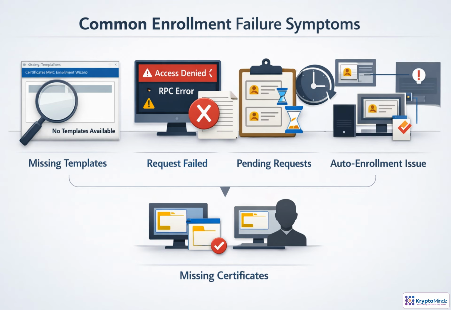Enrollment failures usually show up in a few predictable ways. If templates never appear in the enrollment wizard, you're likely dealing with template publication, permissions, or scope. If requests fail with access denied, RPC, or policy errors, look at CA connectivity, permissions, or issuance policy. When auto-enrollment is silent, focus on group policy application and enrollment permissions. And if certificates enroll but land in unexpected stores, suspect targeting, script logic, or profile problems.